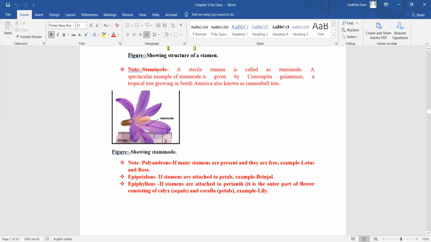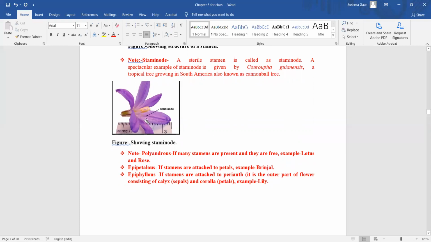So what is staminode condition? A sterile stamen is known as a staminode. Sterile stamen means it will not produce pollen. A spectacular example of staminode is given by Couroupita guianensis. क्या है guianensis? It's a tropical tree that is growing in South America and it is also known as cannonball tree. Okay, so this is staminode.